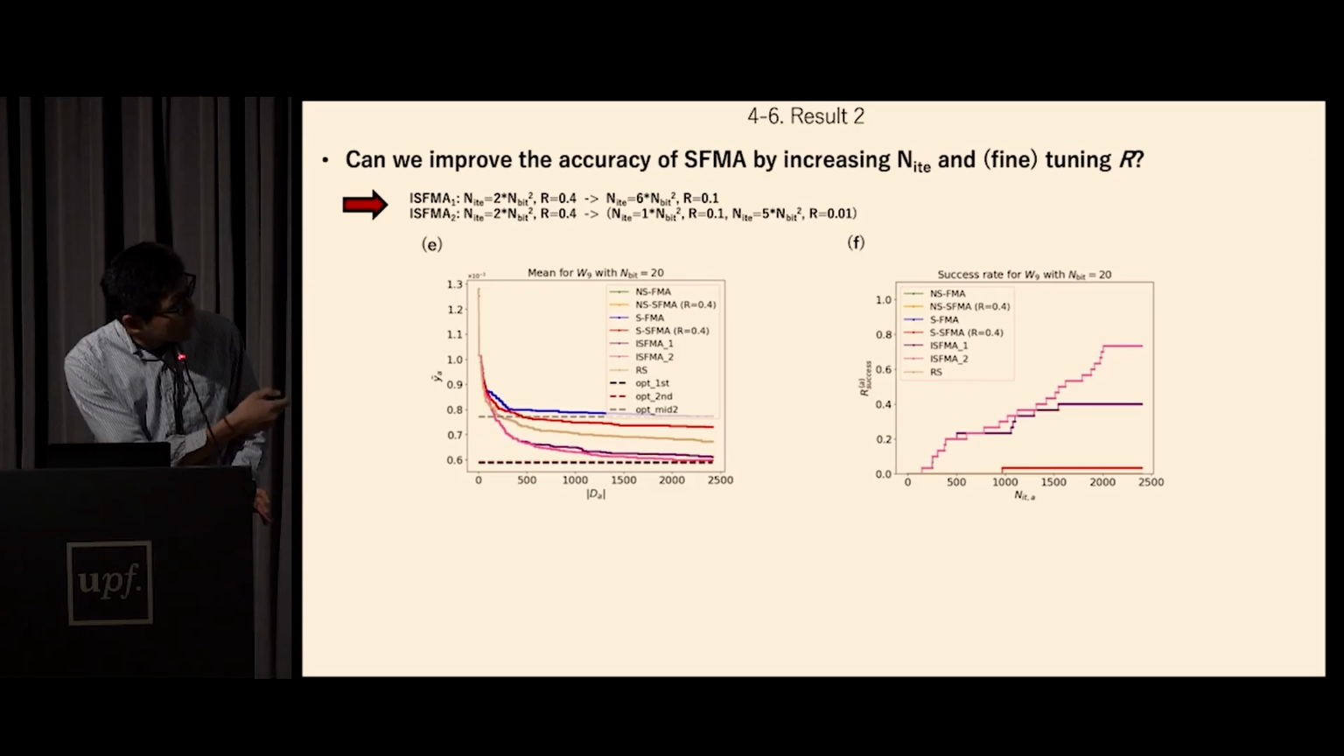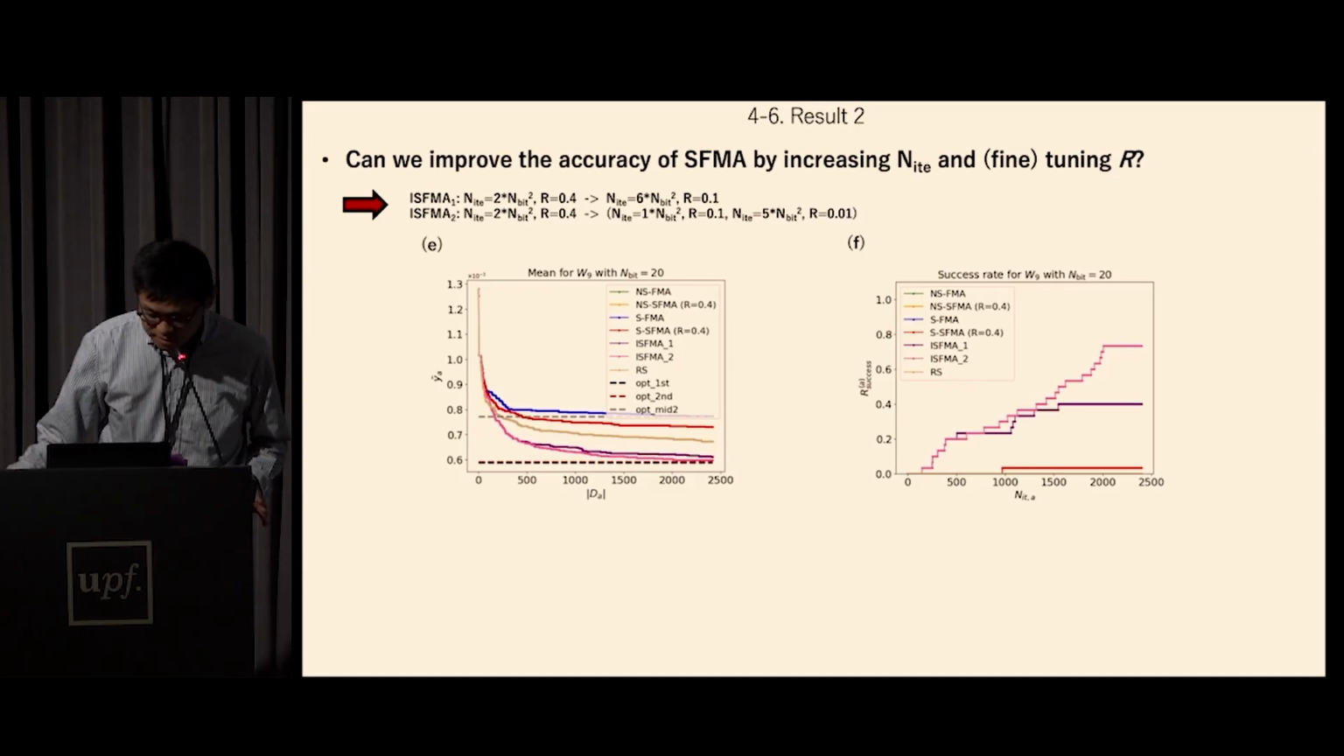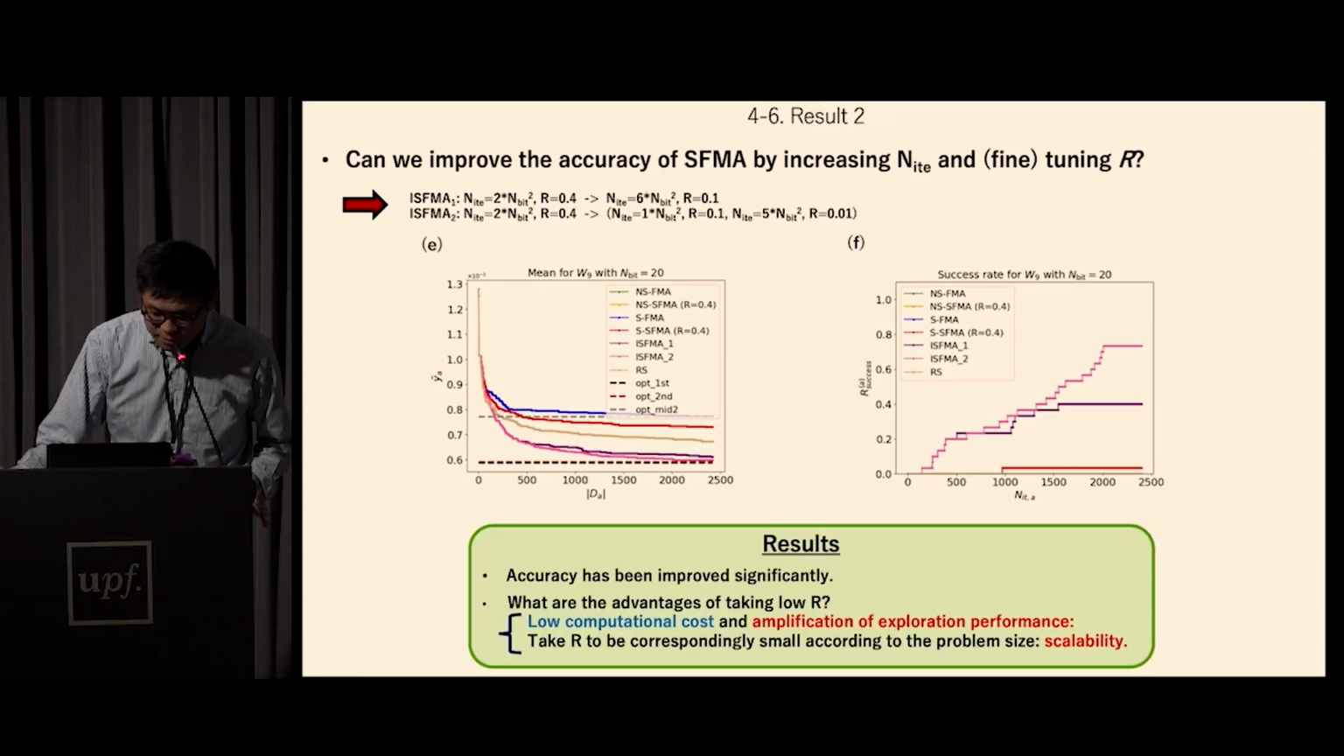So both in this average value and success rates, so speed and accuracy, we interpret these results in the following way. We took the value of R to be correspondingly small. As a result, the exploration performance gets further amplified, because by taking lower R, the fluctuation becomes larger, and as a result, the exploration performance got amplified.